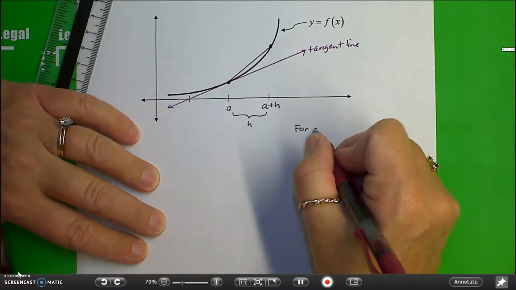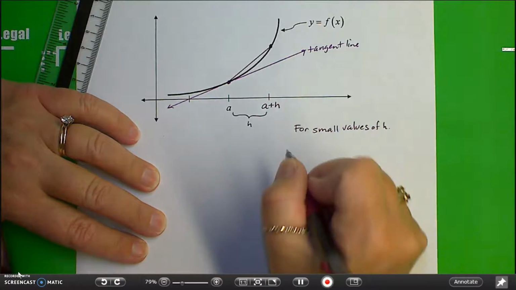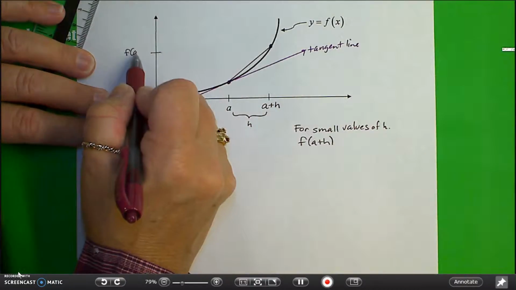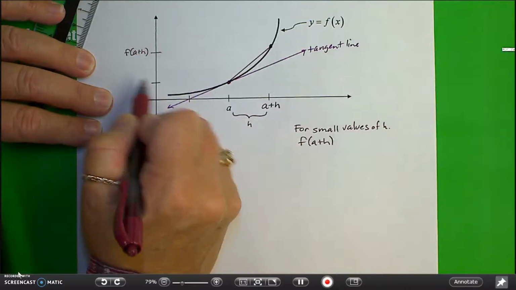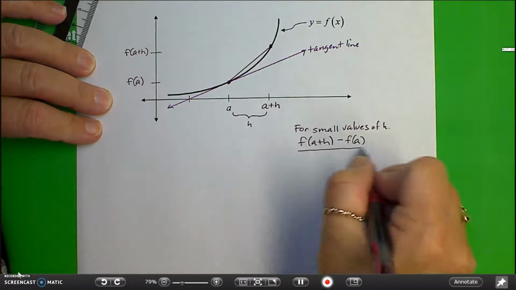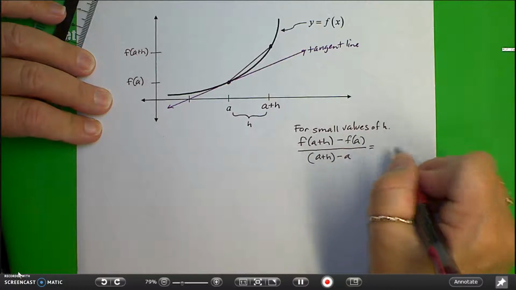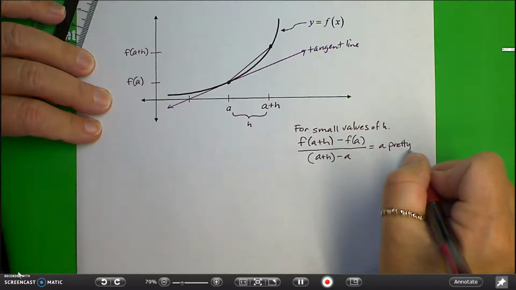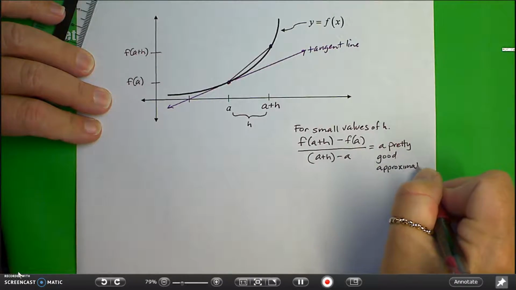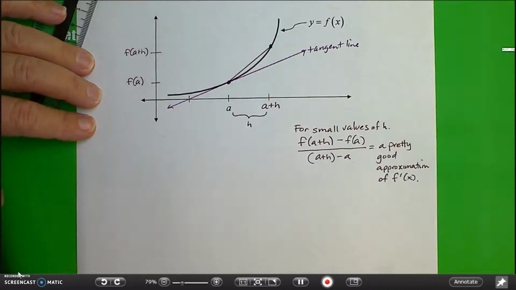So what we did is we said for very small values of h, we know that f of a plus h, which is up here, and let's say f of a right here, f of a plus h minus f of a all over a plus h minus a, change in y's over change in x, is, for small values of h, a pretty good approximation of the slope of the tangent line. I'll write that as f prime of x. We're used to that notation now.